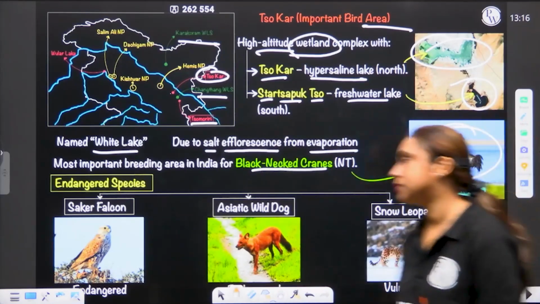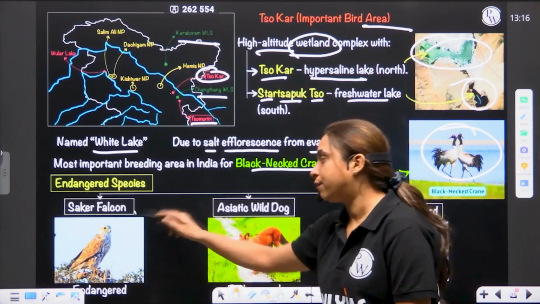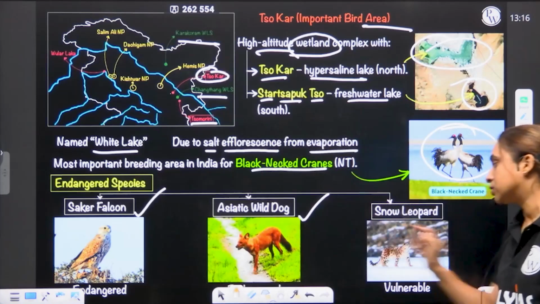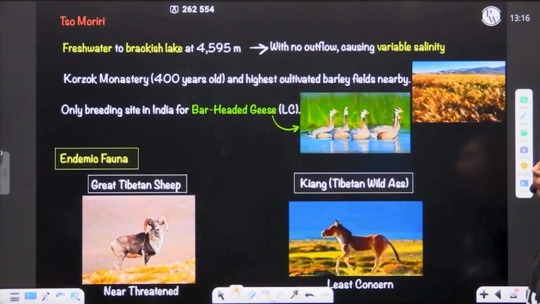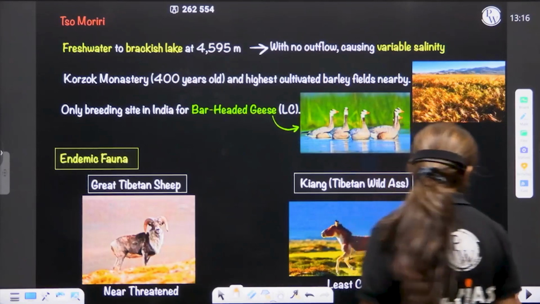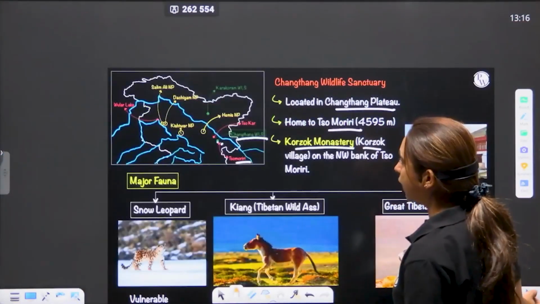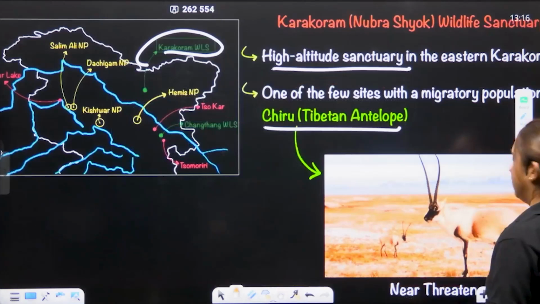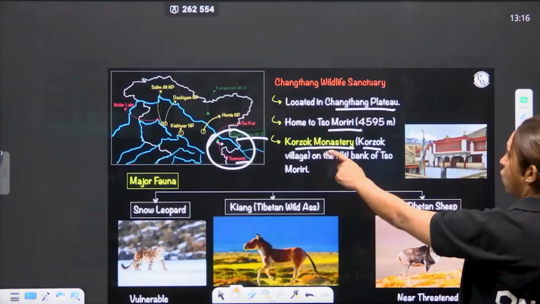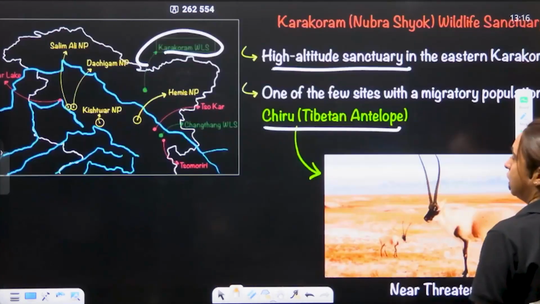What about the species? You have a lot of birds here. You have falcon here. You have wild dogs. You have snow leopards. So this is what you have for the one. Then you also have Somorari, as you can see here. The Somorari, I had mentioned this. So this one we've mentioned. This is home to the Somorori. This is in the Changthang Wildlife Sanctuary.